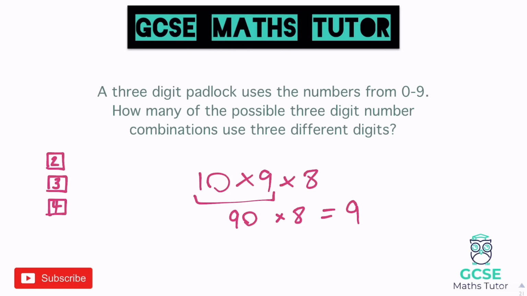That's not a 7. 8 times 9 is 72, so 720, and that's how many different combinations we'd have for this particular padlock. So 10 times 9 times 8, perfect, 720.